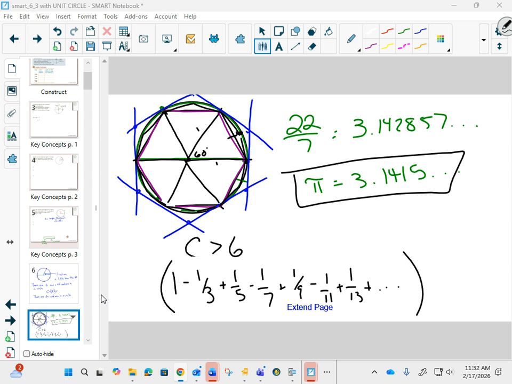Whatever answer you get, multiply it by 4. And if you go forever, you get pi. Isn't that crazy?